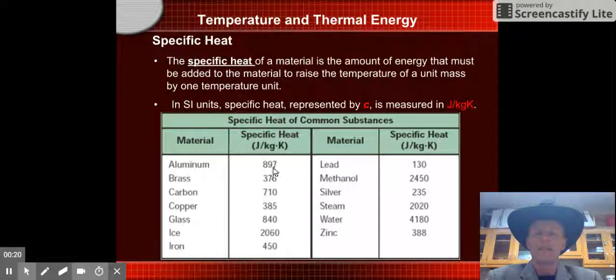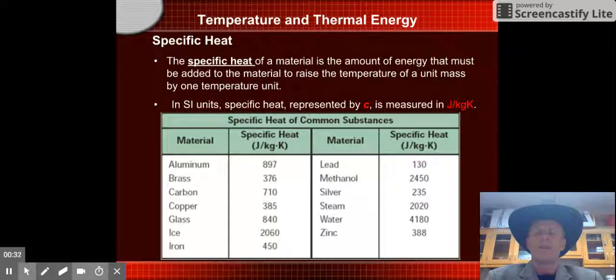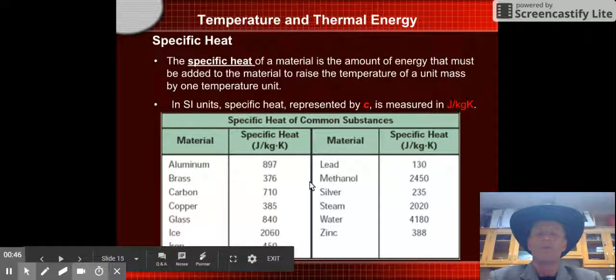Specific heat is a number associated with an item that tells you how hard it is to raise the temperature of that item. Just imagine all these items stuck in an oven. Same amount of everything: aluminum, brass, carbon, copper, and so on. If we have the same exact amount, we throw it in the oven for 10 minutes and pull it out, which one of these items is going to be the hottest? Which is going to be the coldest?